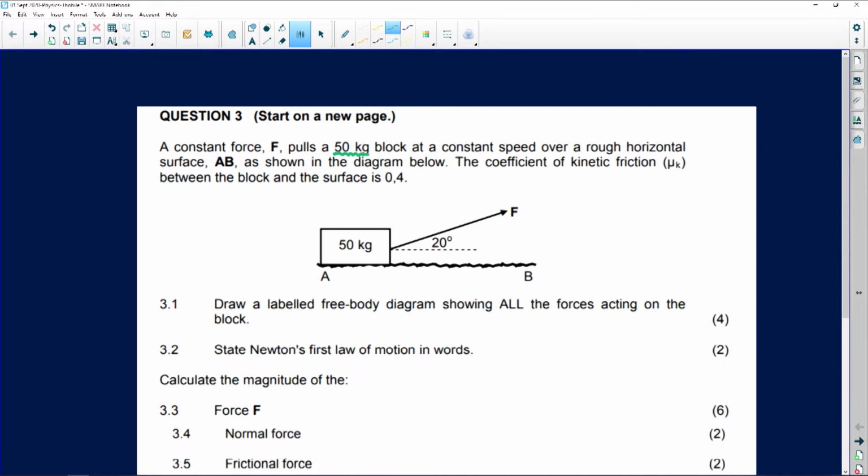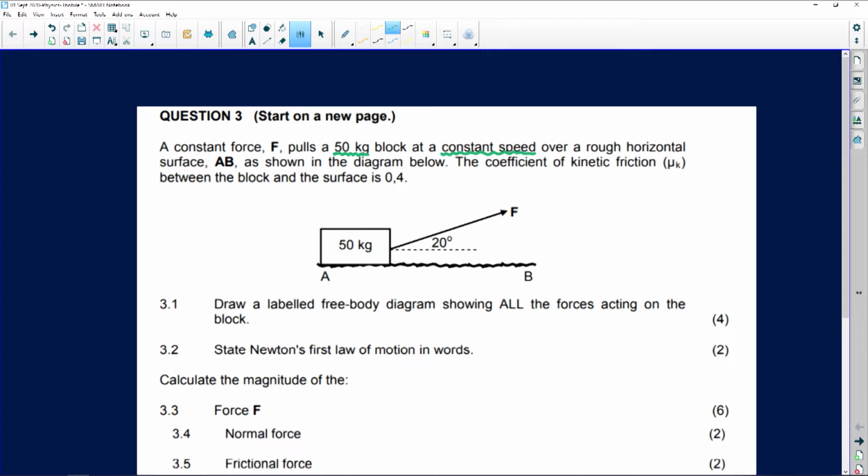So it pulls a 50 kilogram block at a constant speed over a rough horizontal surface. I just want to go to constant speed as well. In grade 12, they also like saying something has a constant velocity. Now remember, if velocity is constant, then there is no acceleration. So for example, if we were to use F net, which is equal to ma, it means that my acceleration will then be 0. So that's one of the tricks that they might give you. They might tell you something is being pulled, but at a constant velocity, which means your acceleration is 0.